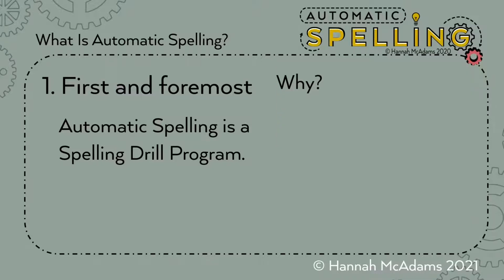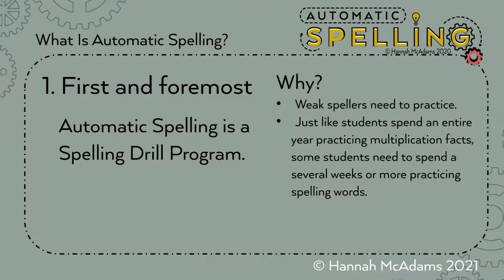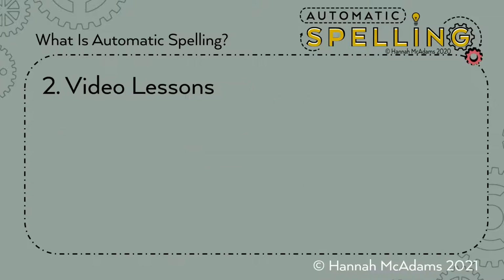Okay, so why do I do this? Weak spellers need to practice. 1 week is not enough time for weak spellers to really master those words. And then you throw a new list at them and they just forget everything they've learned the last week. So this spiral review gives them the practice that they need. Just like students spend an entire year sometimes practicing multiplication facts, some students need to spend several weeks or more practicing spelling words. So the second component, and again, this actually comes before the grid, is the video lessons.